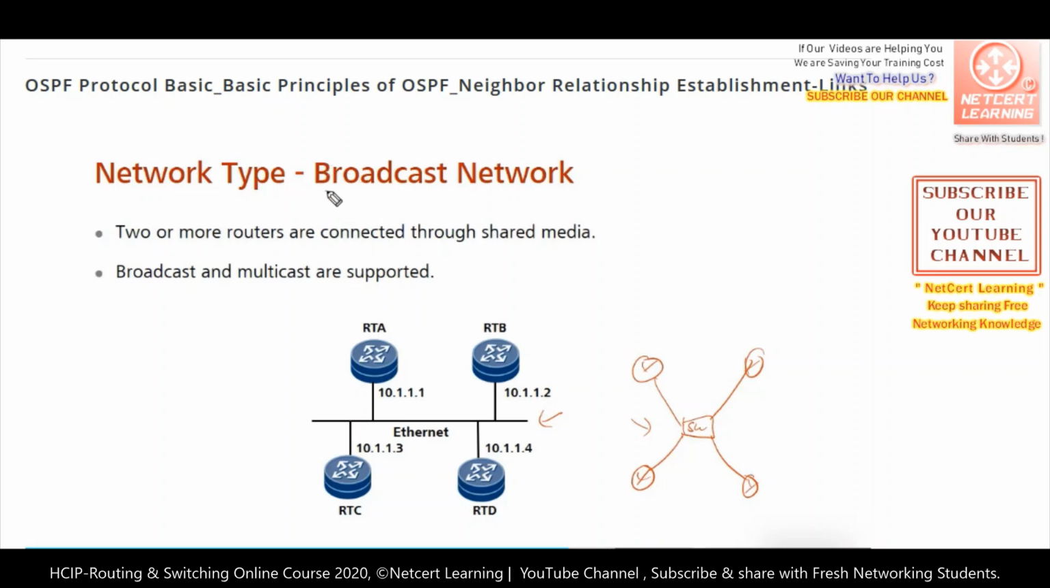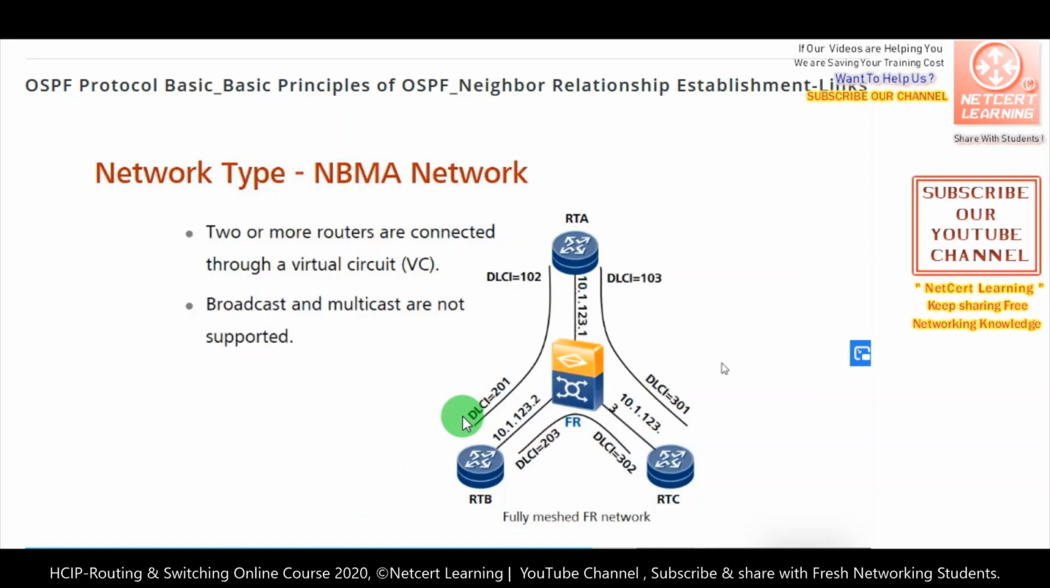Now on a network using broadcast, we do have broadcast capability, which means that we also can use 224.0.0.5 to advertise our hello packet. A broadcast network is the most common that you will see in the enterprise. Later I will also explain that due to the broadcast we have certain complexity, such as selecting a designated router and a backup designated router. I will save that for the next slides.